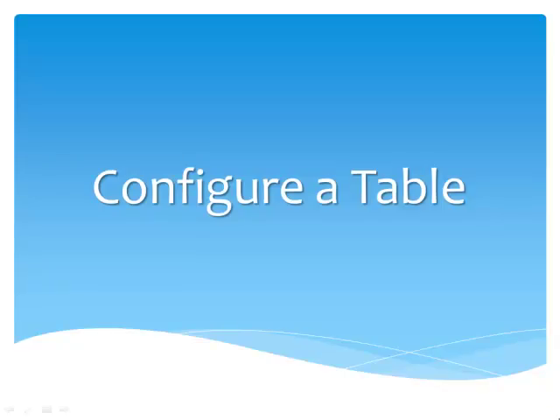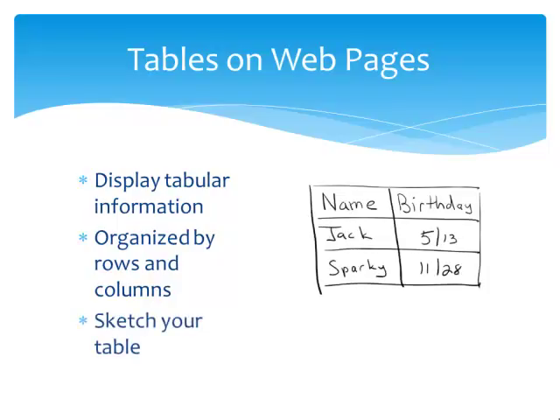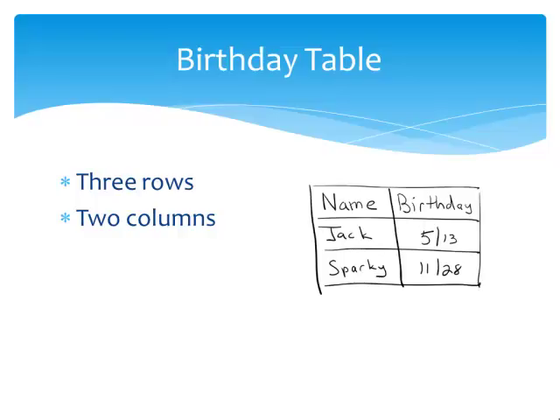This video note demonstrates configuring a table on a web page. HTML tables display tabular information. Tables are organized by rows and columns. You'll use several different elements when you code a table. It's a good idea to sketch out your table on paper before you begin to code it. Here's a sketch of a table with 3 rows and 2 columns.